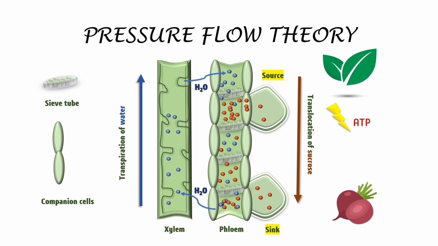Here, the sugars are actively transported out of the phloem at the sink regions. This reduces the concentration of sugars in the phloem, increasing the water potential and causing water to move back into the xylem. Thus, the pressure flow ensures the efficient distribution of photosynthesis products and nutrients to various parts of the plant.